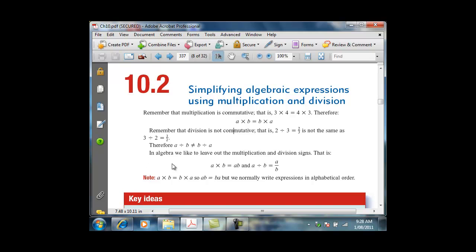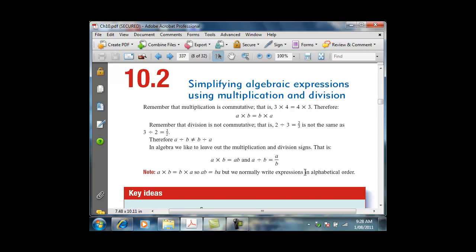And then it says, in algebra, we like to leave out multiplication and division signs. And what does that mean? A times B is the same as AB. We just get rid of the multiplication sign, but we know it's there. It's always there. Same with division. So A divided by B is the same as A upon B. That's how we write it in algebra.